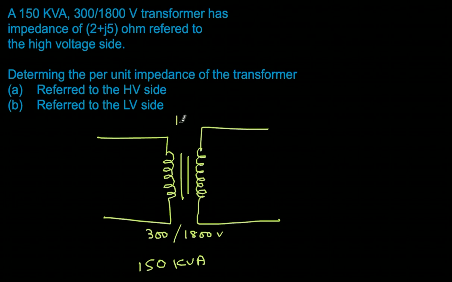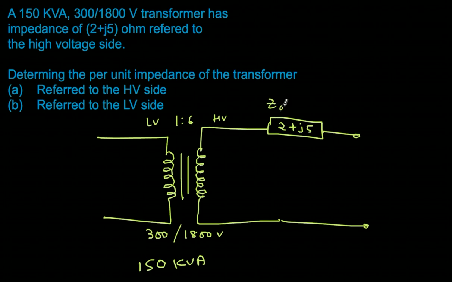Turns ratio. So this is the high voltage side, this is the low voltage side. It has an impedance of 2 plus J5 referred to the high voltage side. So here, 2 plus J5. This is the entire impedance of the transformer, even the primary side impedance transferred to the secondary side. And then if you know the notation, this is Z02. The impedance of both windings referred to the high voltage side is 2 plus J5.